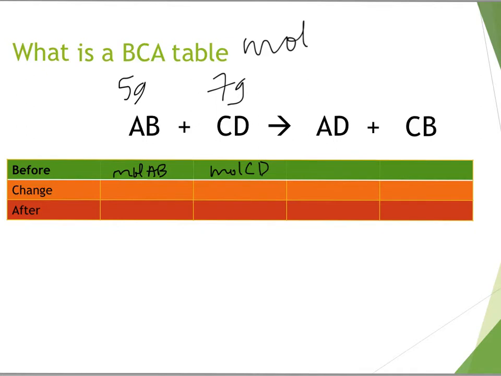Now for the products, you've got to think about before you do the reaction, how much product are you going to have? Hopefully you're recognizing that you shouldn't have any yet. So that's going to be 0, 0. Alright. So change, this is going to be either you lose some or gain some. In the reactants, you're going to lose so many moles of AB, you're going to lose so many moles of CD, and then you're going to gain product.